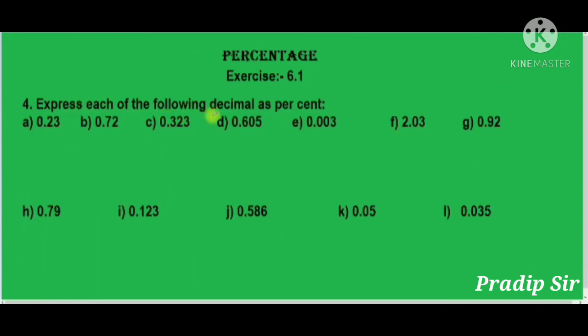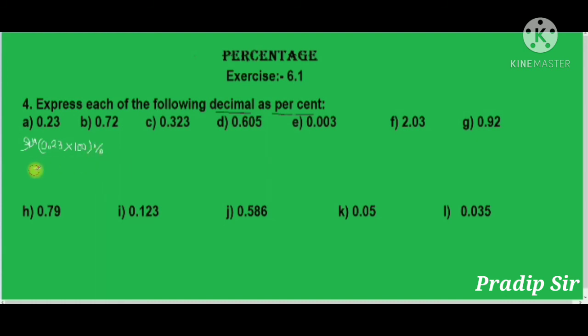Okay, now see question number 4. Express each of the following decimals as percent. So I already told you, to convert any number into a percentage, you have to multiply it by 100. So a decimal form is given. So what you will do in the solution, you write 0.23. So you have to convert it into a percentage. So you have to multiply it by 100. So 0.23 into 100, and outside you give the percentage symbol.